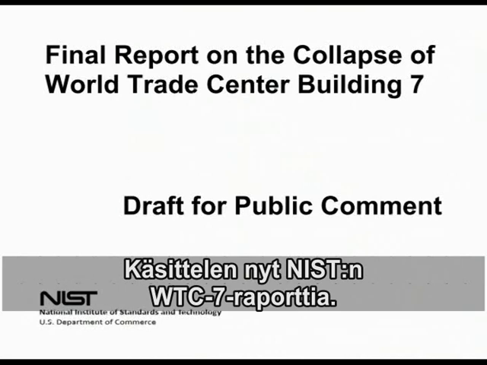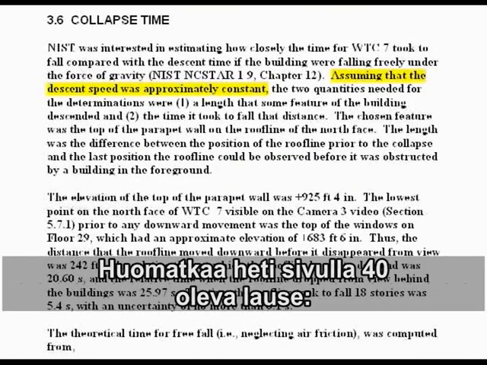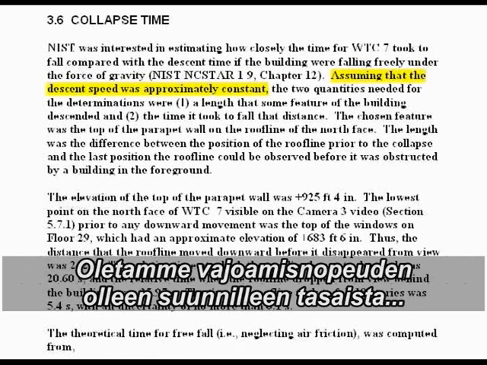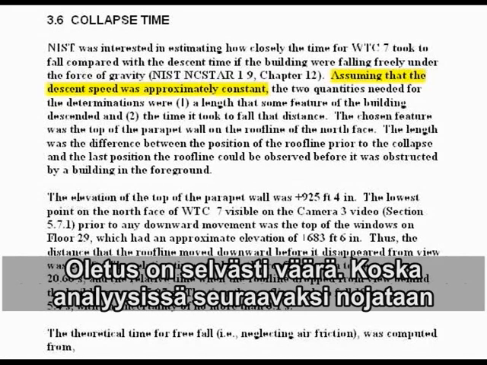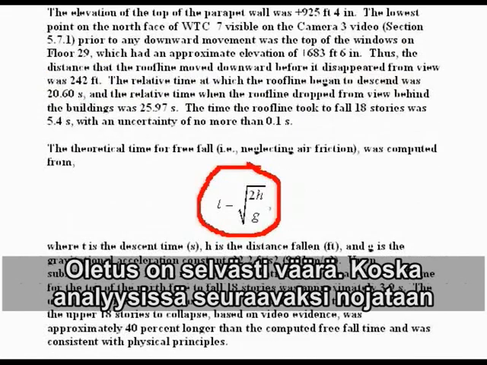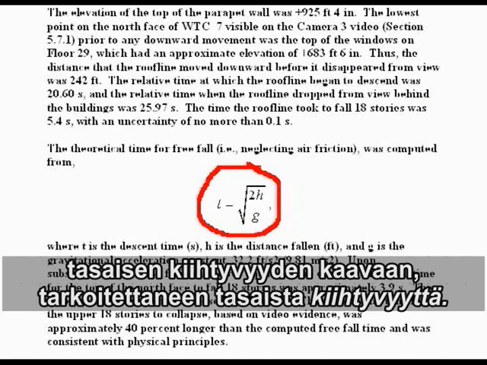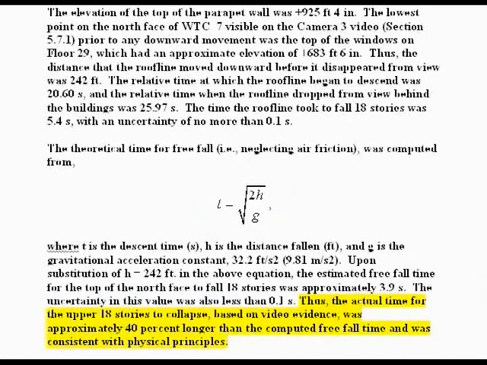A reaction force is observable in this graph only in the last seconds when the velocity strays from the straight line. Let's return to the NIST final report on WTC-7. I would like to clarify one thing right away. On page 40 there is a phrase, quote, "assuming that the descent speed was approximately constant," unquote. The assumption is clearly false from even casual observation. However, the fact that they proceed to use a formula for constant acceleration clearly indicates the constant speed reference is a misstatement. They're actually assuming constant acceleration.